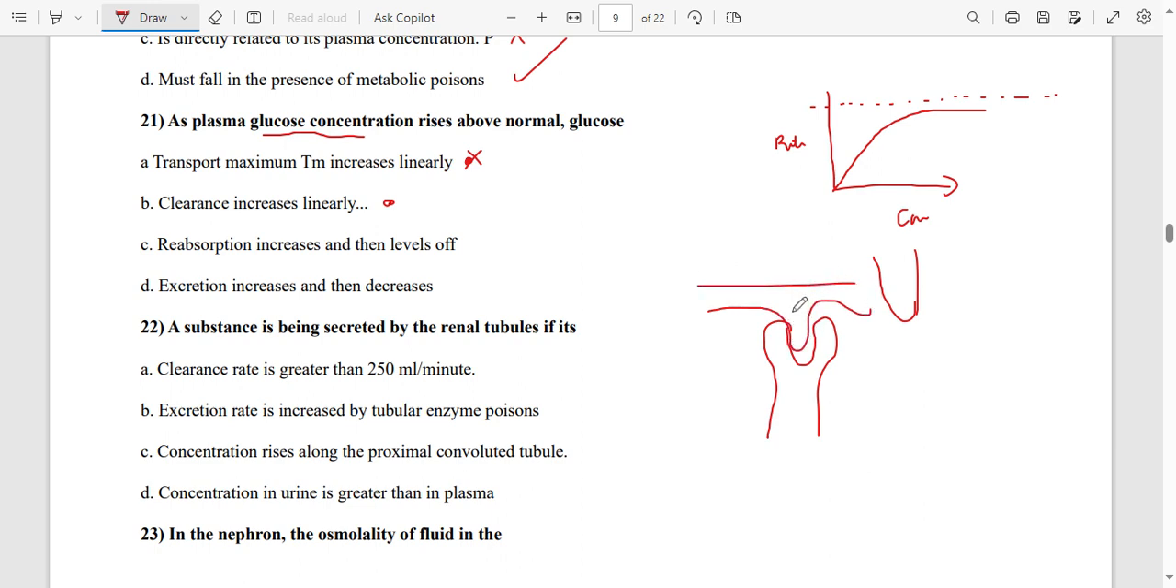Remember, it is high in the blood, right? So when it was removed, it came here. That is filtration. And then now some of it will start going back, and that is known as reabsorption. So it will start being reabsorbed. But because there's already much in the blood, it will be reabsorbed and then it will stop. Okay, so reabsorption is going to increase and then it's going to level off. So hope that makes sense.